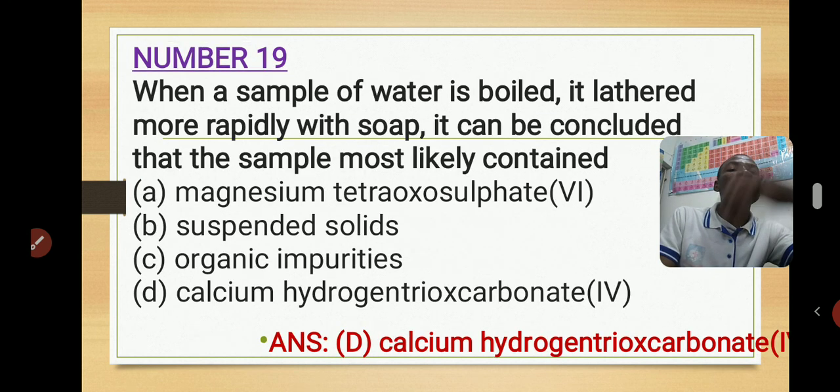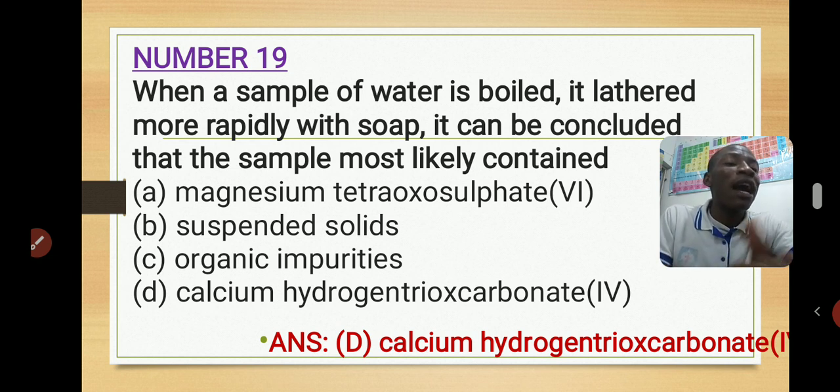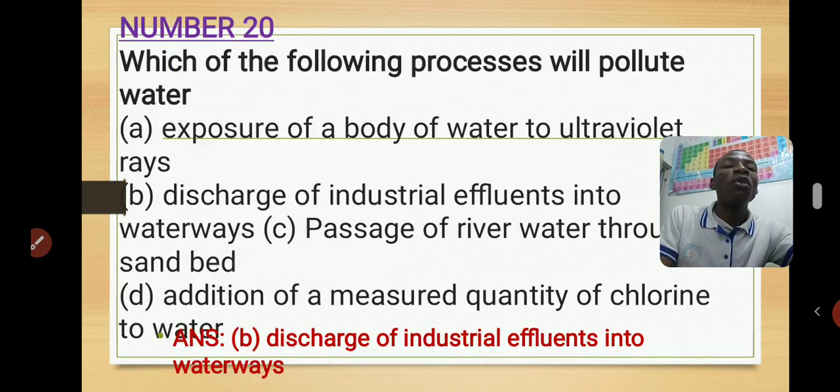Number 19. When a sample of water is boiled, it lathers more readily with soap, then you can conclude that the sample most likely contains what? Of course, when you boil the water and the water begins to lather readily, it means that water contains temporary hardness. And what causes temporary hardness is calcium hydrogen trioxocarbonate IV, option D.